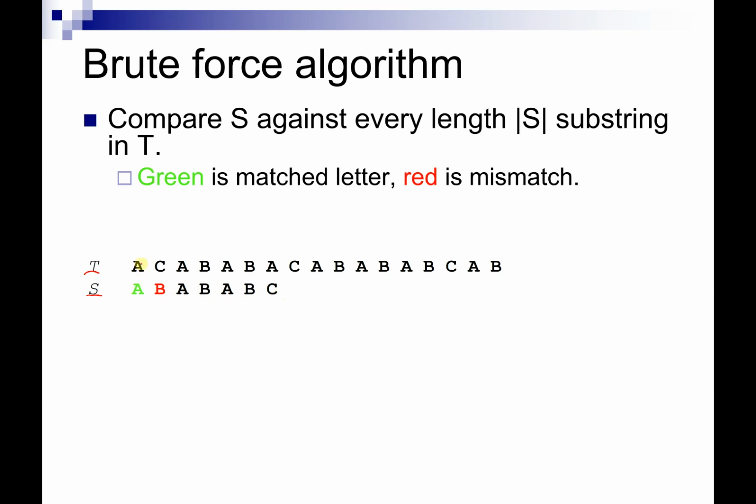In that case, the first letter of S and T match, they're both A's, so that's why the A is green. But then we get a mismatch on the second letter, so the B is going to be red.